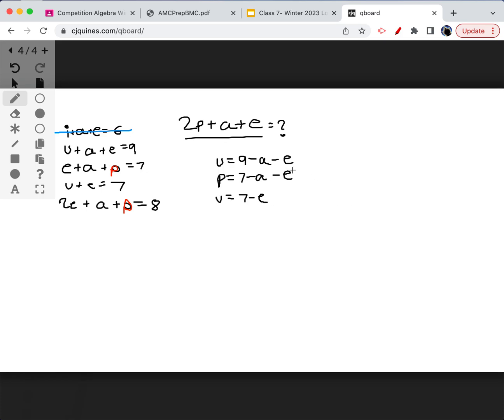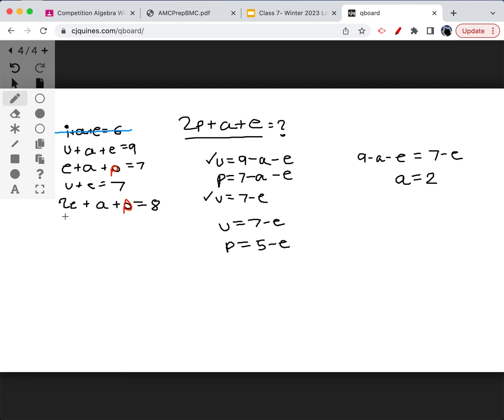Now what we can do is equate these two equations. We solve for u in two different ways. We have u is equal to 9 minus a minus e, and u is equal to 7 minus e. So we can say 9 minus a minus e is equal to 7 minus e, and this gives a is equal to 2. So then we have u is equal to 7 minus e, and p is equal to 5 minus e.